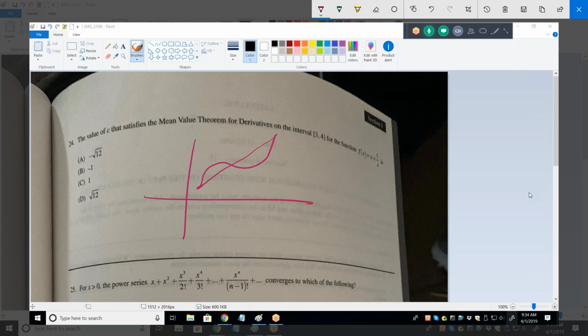In this case, the way I've done it, it looks like there's one there. So that would be a C. And it also looks like there's one about there. So this one would have two values that satisfy the mean value theorem. Okay, so what are we going to do with this problem?